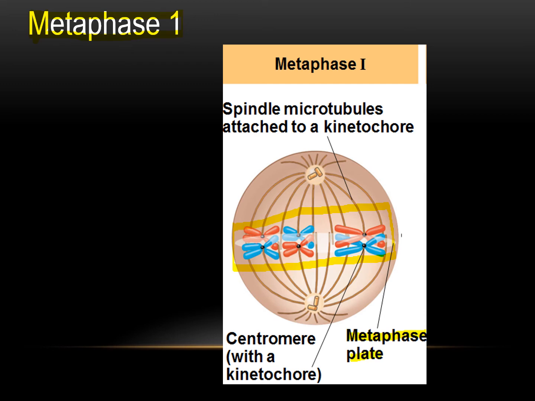In addition to that, the spindle fibers from your centrioles attach onto the centromere of each duplicated chromosome within each of your homologous chromosome pairs. So there is an attachment to the centromere on the red duplicated chromosome, and there is also an attachment to the centromere on the blue duplicated chromosome, and together they are a homologous chromosome pair.